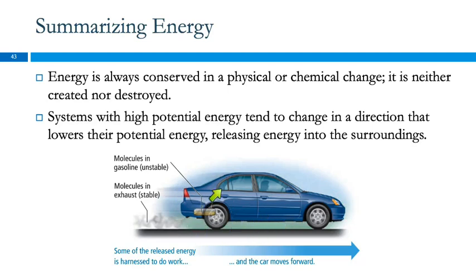So your car burns the gasoline, and out of the exhaust pipe comes the exhaust. That is the combustion products from the combustion of gasoline. Those molecules have much lower chemical potential energy, and they are much more stable.